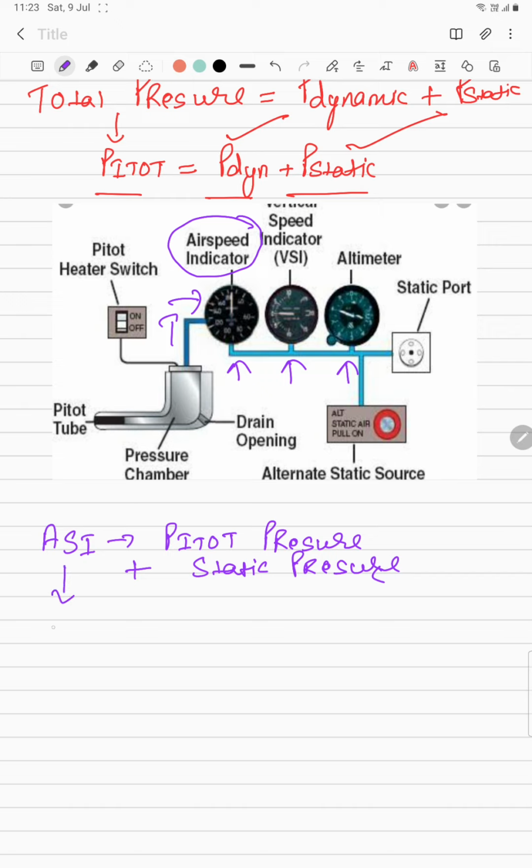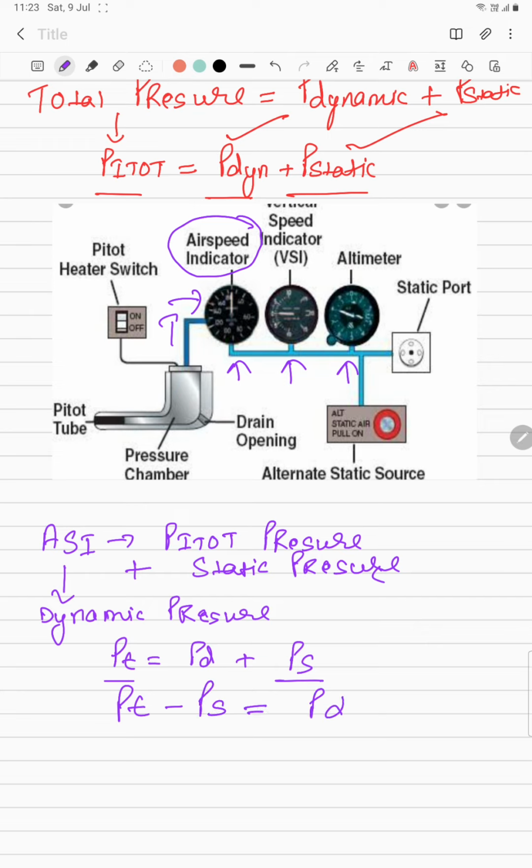The airspeed indicator is basically the calculation of your dynamic pressure. As we know, our total pressure is dynamic plus static, so now the airspeed indicator is getting both the total pressure and the static pressure. So the total pressure minus your static pressure is nothing but your dynamic pressure, which will give you your airspeed. We will talk about this in detail when we study the airspeed indicator.